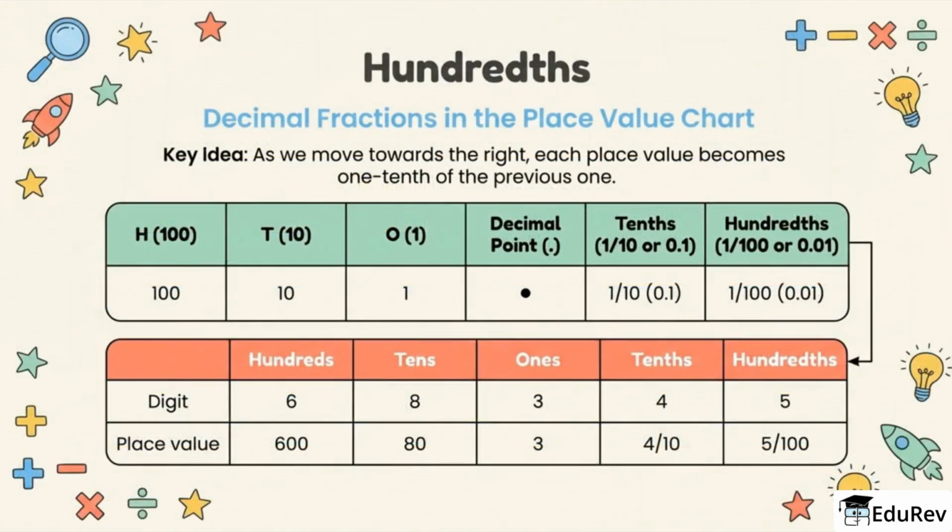Decimals fit into a place value chart just like whole numbers. The key idea is that each step to the right is 1/10 of the previous place. So to the right of the ones place comes tenths, then hundredths, and so on. Moving right makes each position 10 times smaller than the one before.